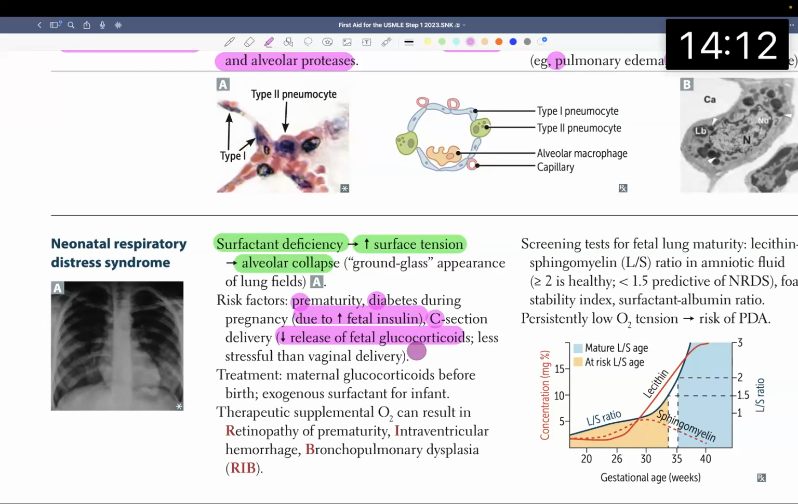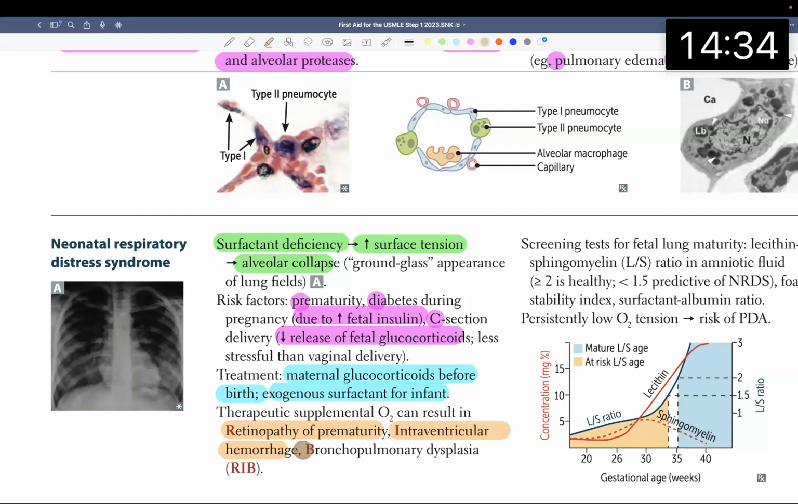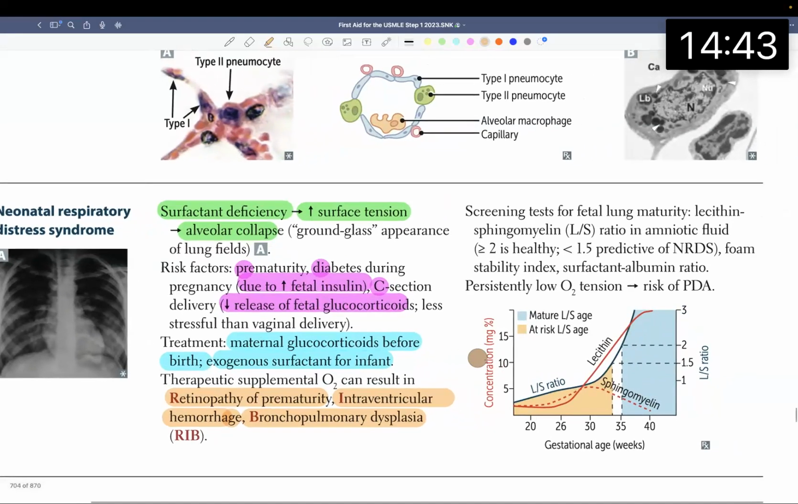So treatment is maternal glucocorticoids before birth and exogenous surfactant for the infant. Therapeutic supplemental oxygen can result in RIB: retinopathy of prematurity, intraventricular hemorrhage, and bronchopulmonary dysplasia. So we have a question for each of these in association with NRDS, and we'll see those later.